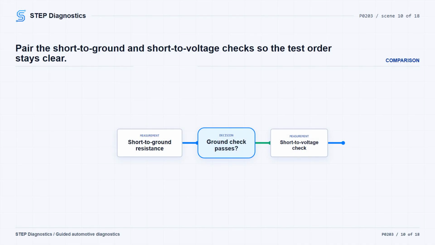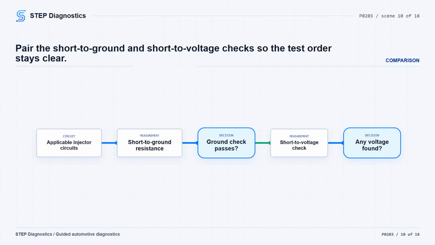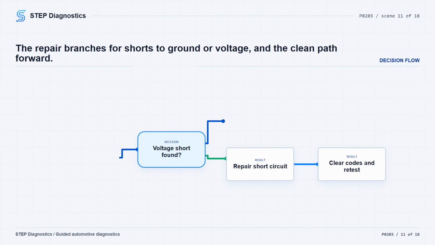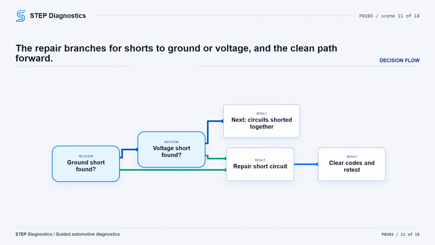Next, with the ignition off, check the applicable injector control and return circuits for a short to ground. Again, stay only on the circuits that apply to the cylinder 3 injector path. The resistance should be greater than 10,000 ohms. If it is not greater than 10,000 ohms, repair the short circuit, clear the PCM codes, and repeat the self-test. If it passes, turn the ignition on and check the same applicable circuits for a short to voltage. If any voltage is present, repair the short circuit, clear the PCM codes, and repeat the self-test. If no voltage is present, keep going.